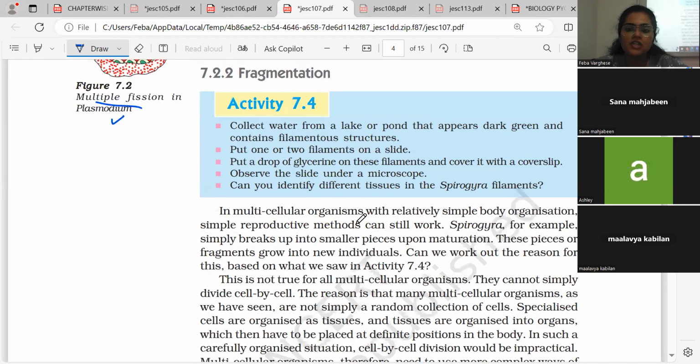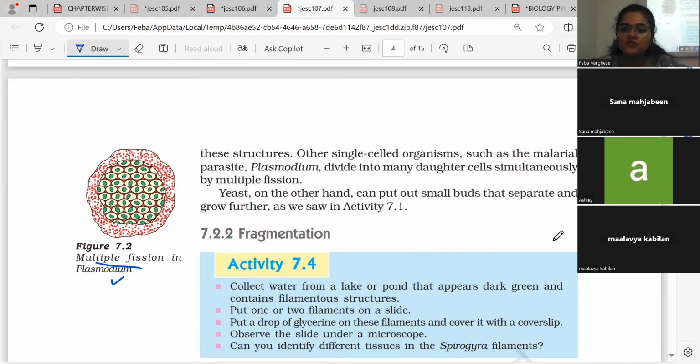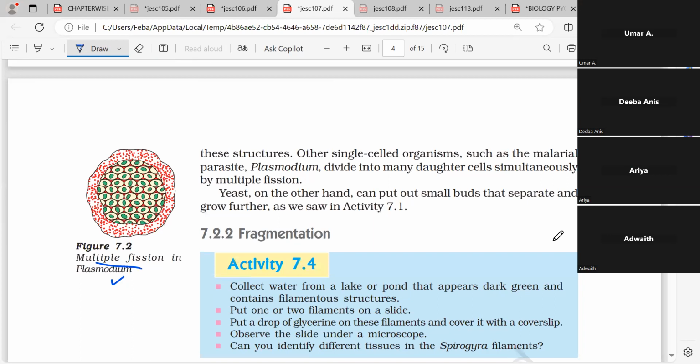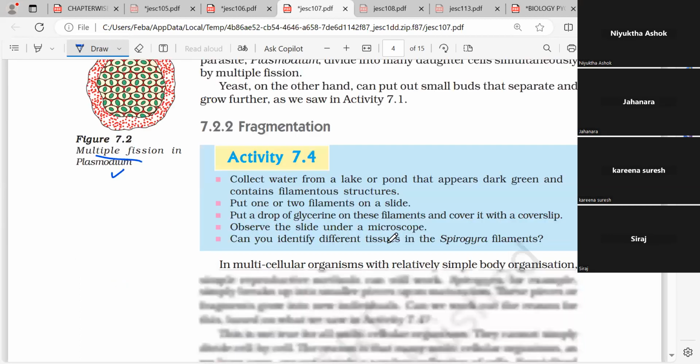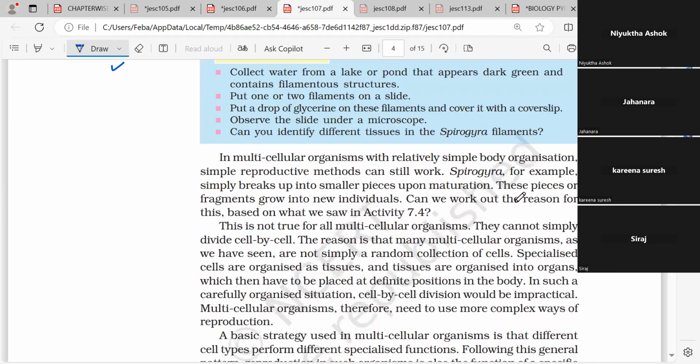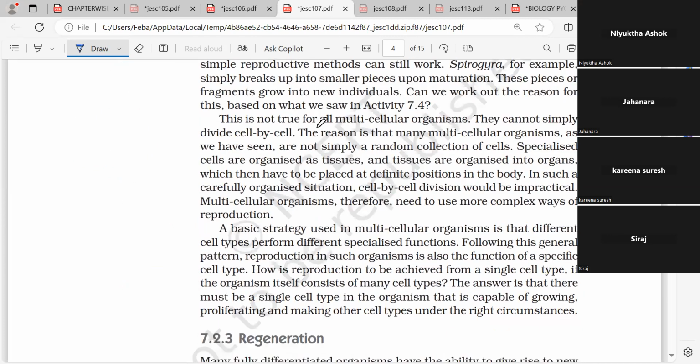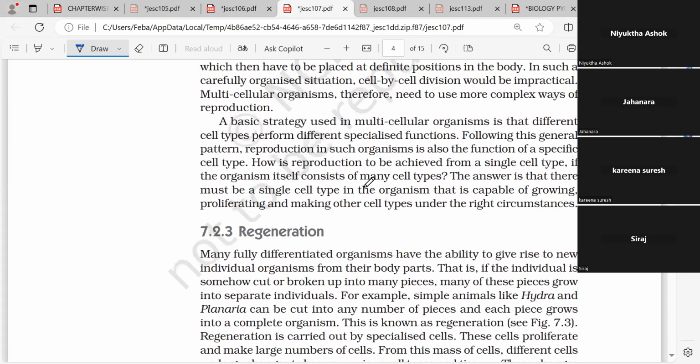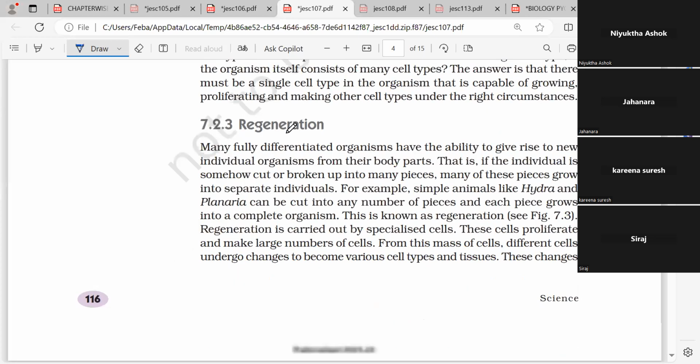Okay. Now, what about fragmentation? Example for fragmentation: Spirogyra is a typical example. So if a multicellular organism gets fragmented into smaller pieces, each of the pieces can regenerate. It can reproduce to give rise to a whole new organism. All right, that's the fragmentation process. You can read that. That's a major thing.